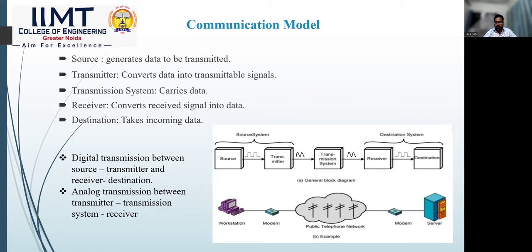Here we can see that two types of transmission are taking place. Between the source and transmitter, and the receiver and destination, the transmission is digital in nature. But between transmitter and transmission system up to the receiver, our transmission is analog in nature. So this diagram is expressing how the communication model works in computer networks.